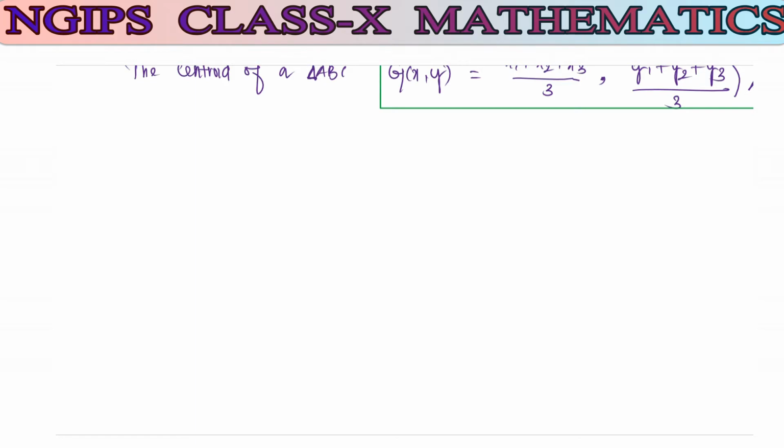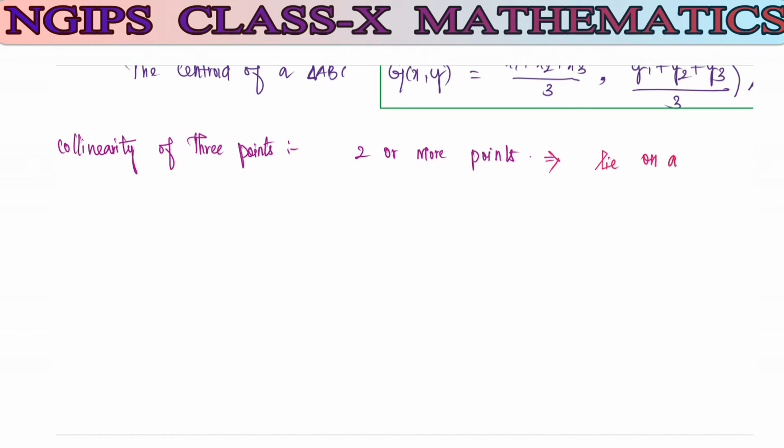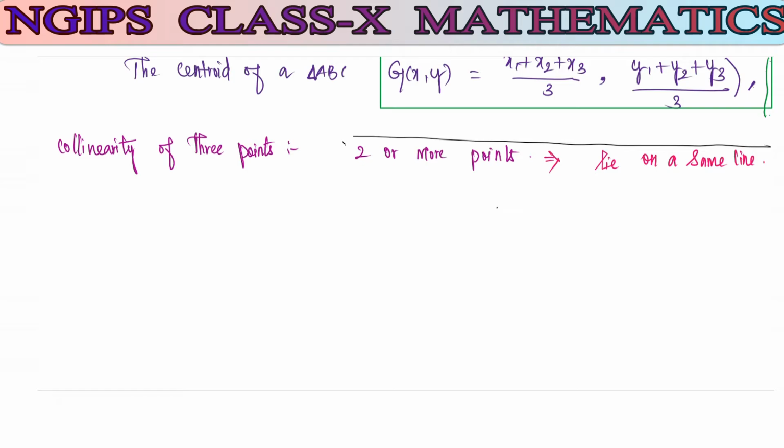Okay, next here we will see the collinearity of 3 points. What is meant by collinearity of 3 points? Remember, 2 or more points are said to be collinear. The very, very important condition: they lie on the same line. 2 or more points are said to be collinear if they are lying on the same line.